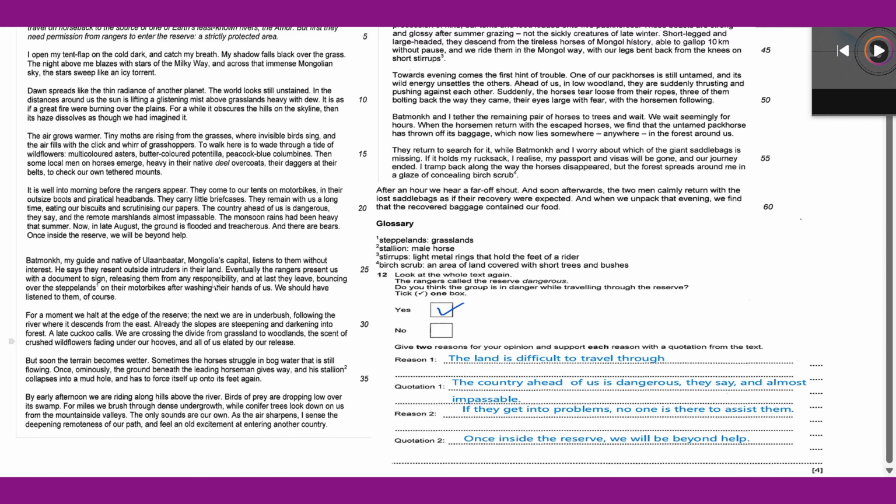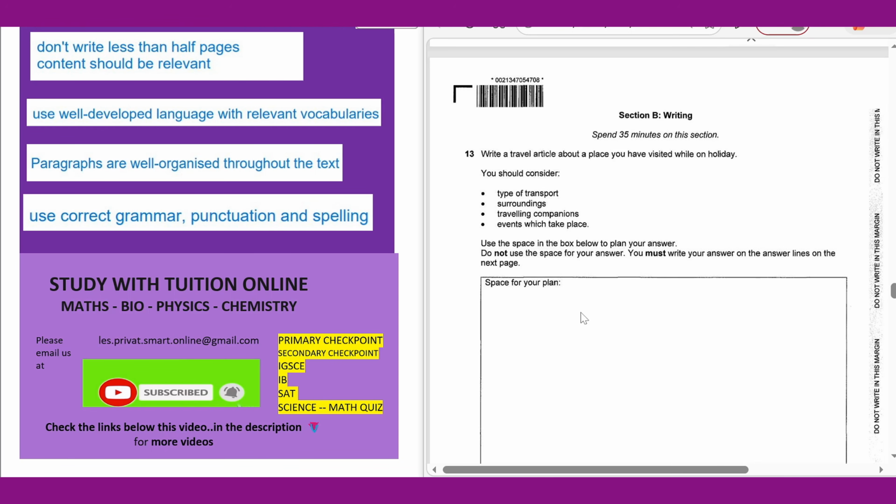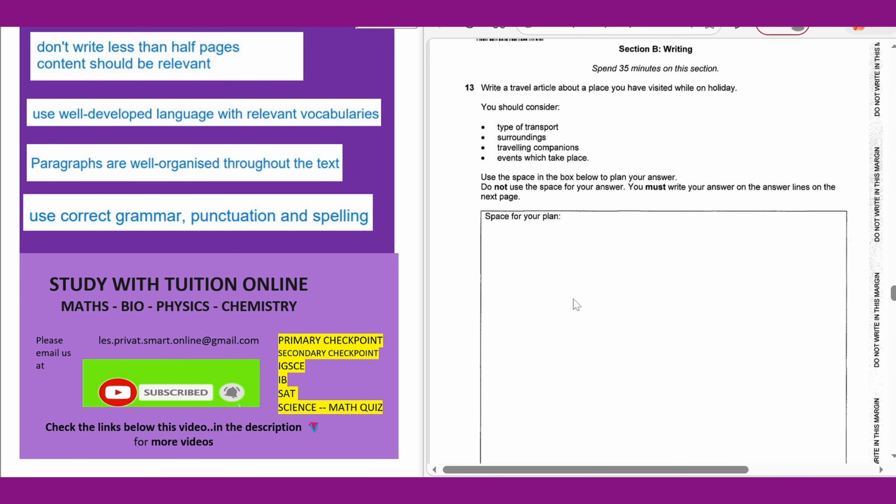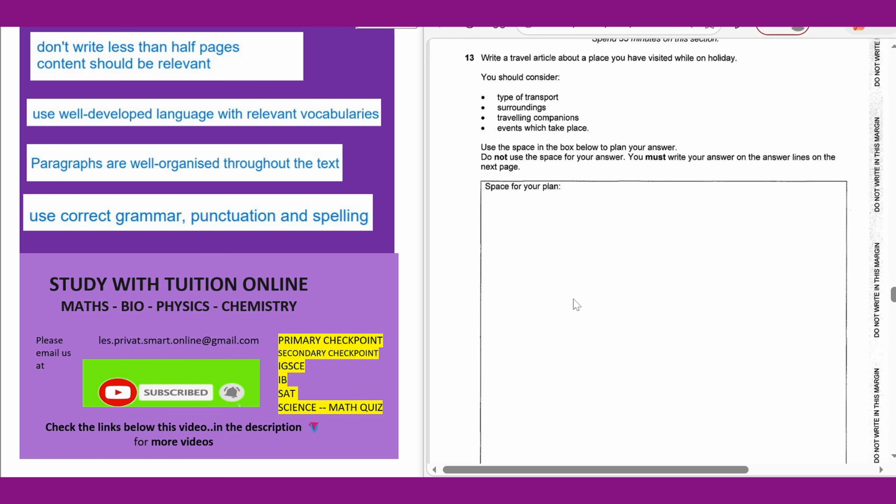Alright, okay, guys, section B, writing. Spend 3-5 minutes on this section. Write a travel article about a place you have visited while on holiday. You should consider type of transport, surroundings, traveling companions, events which take place. Use the space in the box below to plan your answer. Do not use the space for your answer. You must write in the answer lines on the next page.